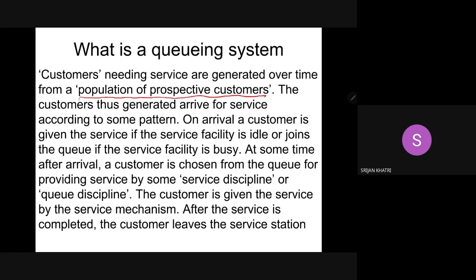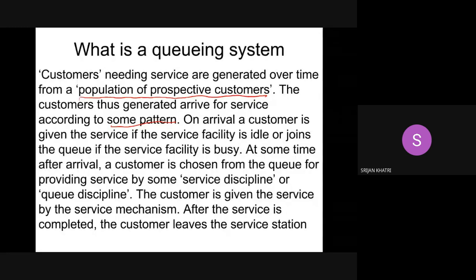The customers thus generated arrive for service according to some pattern. On arrival, the customer is given service if the service facility is idle. If the service facility is busy, he joins the queue. At some time after arrival, a customer is chosen from the queue for providing the service by some service discipline.